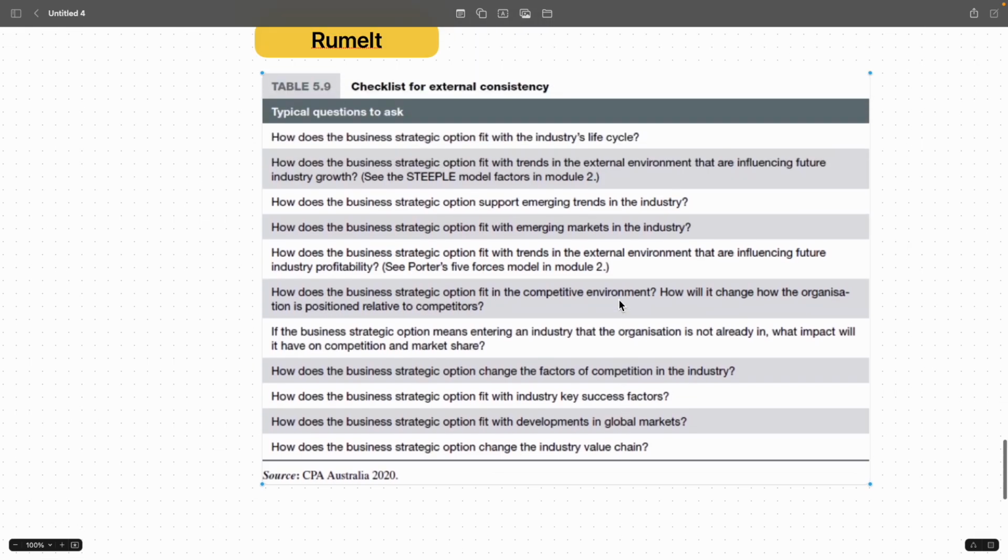Let's look at external consistency first. External is basically you're looking at industry life cycle. Does it fit? Where are you in the industry life cycle? Is it in the growth stage, in the mature stage? How does a business strategic option fit with the trend in the market? Your STEEPLE. Is it consistent with STEEPLE? You know, the market trends in politics, market trends in economics and so forth. How does the business option support emerging trends? So is there any trend that's emerging and do you support that one? Are you capturing the emerging trend?